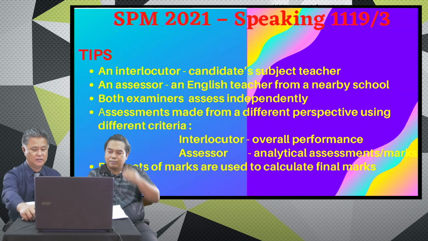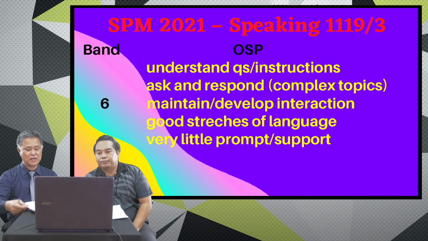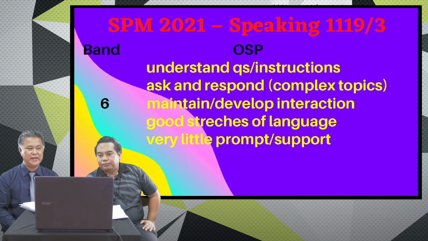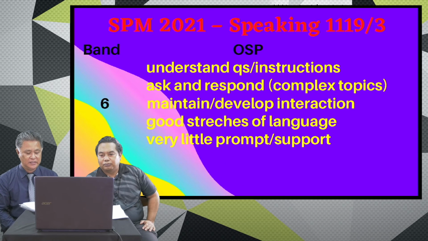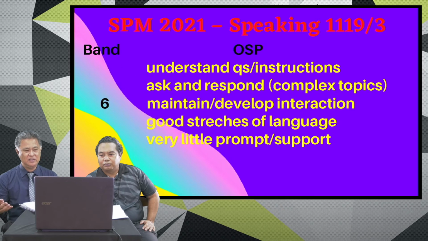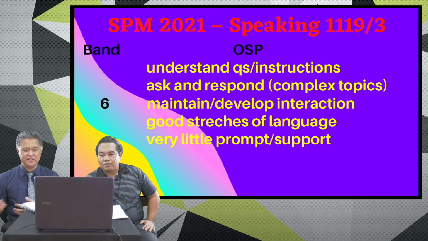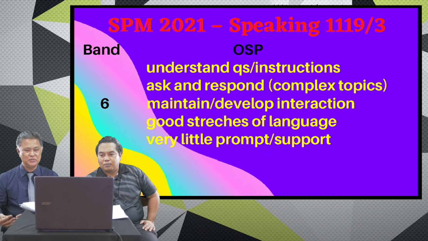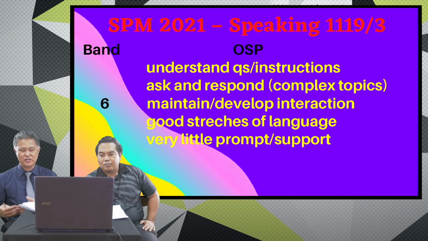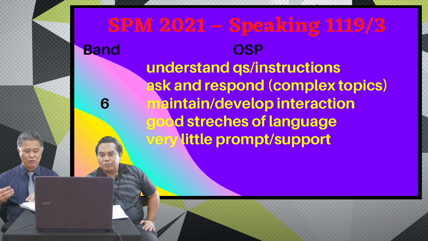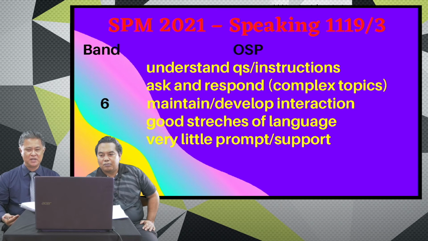This is what we believe, based on the PT3 candidates back in 2019. This is the suggested band, the expected bands, and also the criteria that are going to be used to assess the candidates. We look at the overall speaking performance of the student first, the marks awarded by the interlocutor.